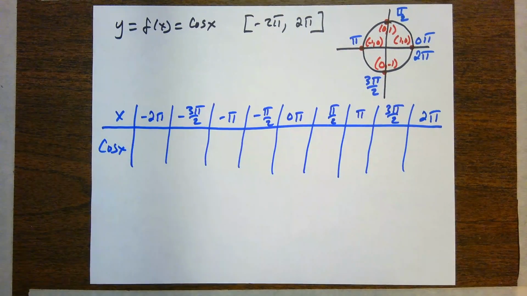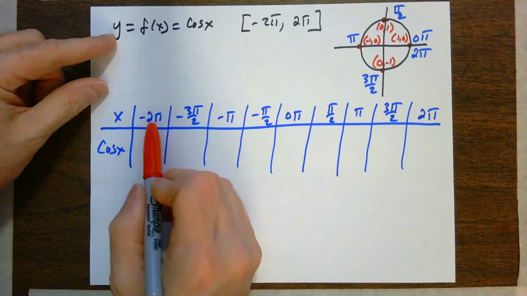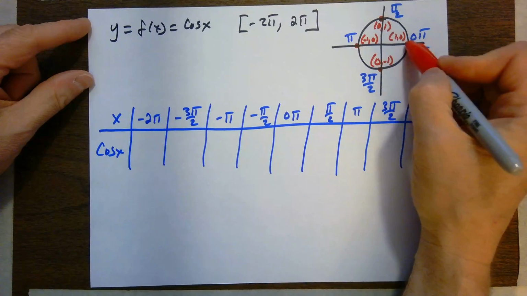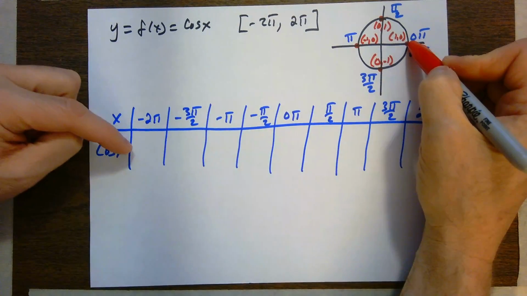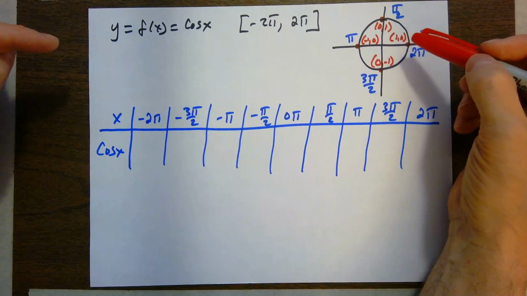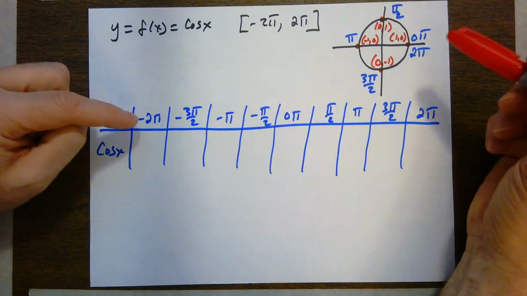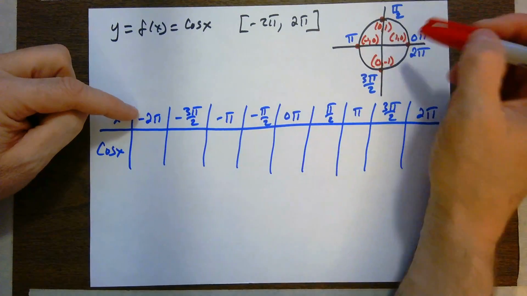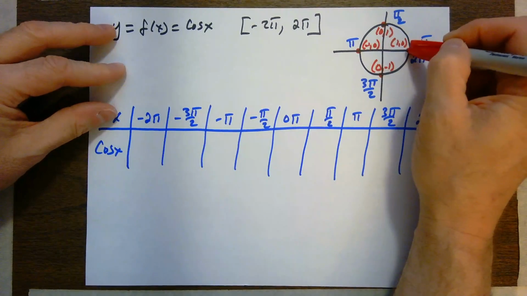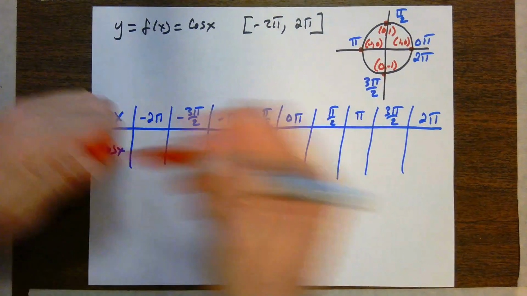And now plugging the numbers in. What's the cosine at negative 2 pi? Well, remember cosine is x value over the r value, and my unit circle radius is 1. So really, I'm just talking about the x values here. Just like in sine, we were talking about the y values. Now I'm talking about the x values. What is the x value at negative 2 pi? Well, let's see. Here's 0. If I go negative 2 pi, there it is. What's the x value right there?